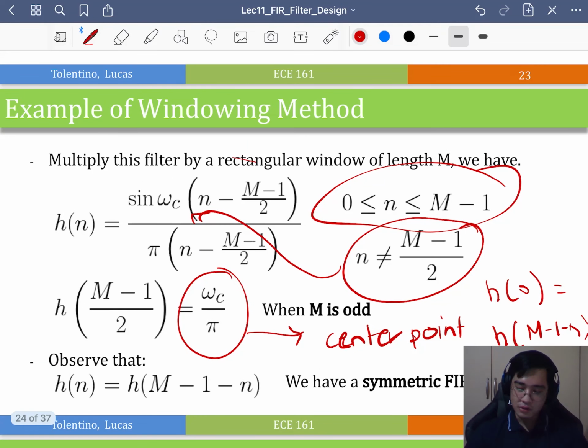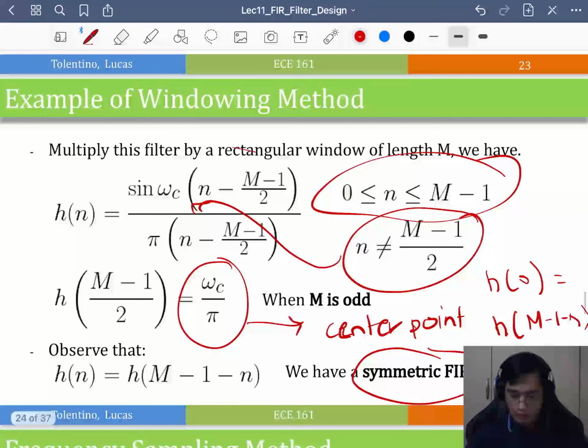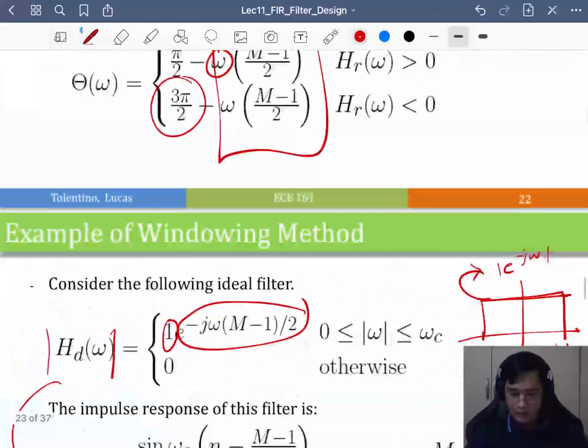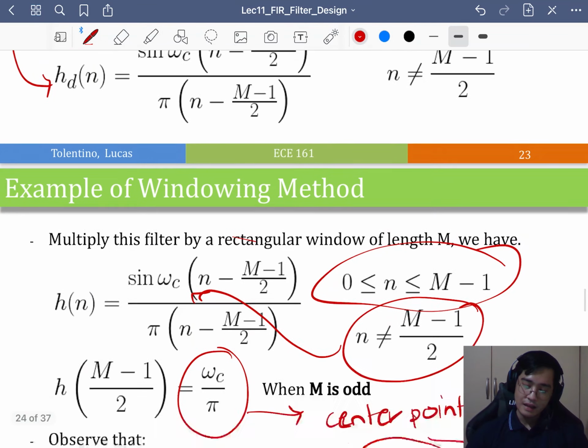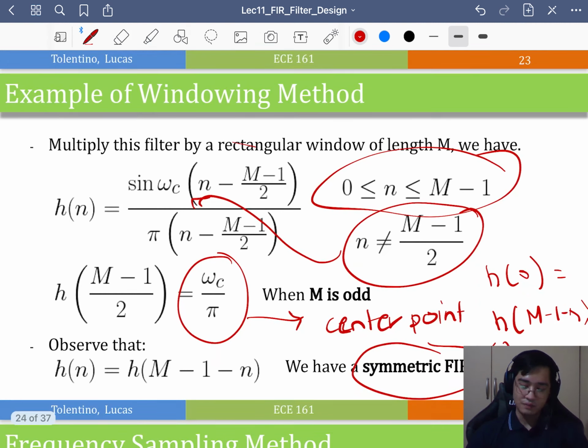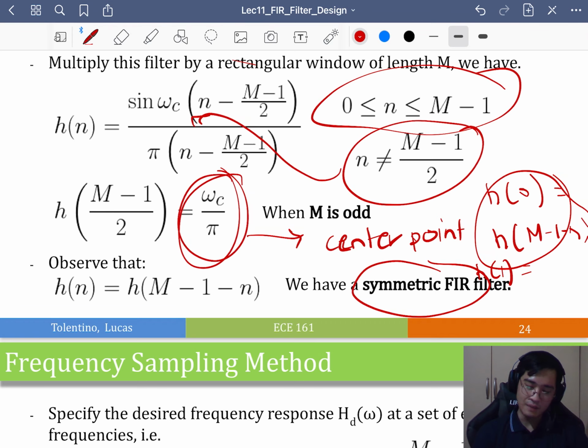Therefore, the conclusion here is that we have a symmetric FIR filter. So basically, the ideal filter that we've discussed so far is actually a symmetric FIR filter with order n, because it satisfies this condition. And the center point is a constant number.